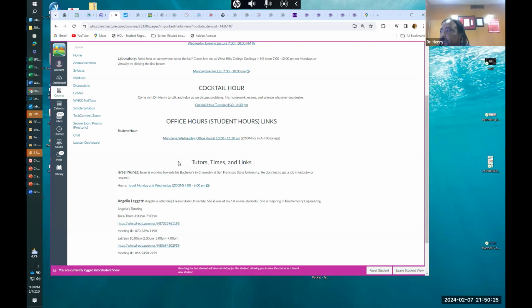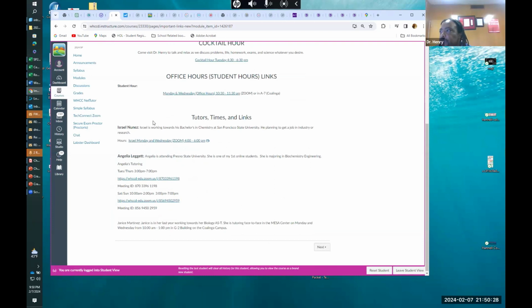My office hours, and then Israel's tutoring hours, and then Angelia's tutoring hours. Make sure that you guys are taking advantage of those things. Angelia is going to be changing hers soon. She's not going to be doing it on Saturdays. She's going to do one, I believe, on Tuesday morning, and then one, I think, on Sunday afternoon as well.